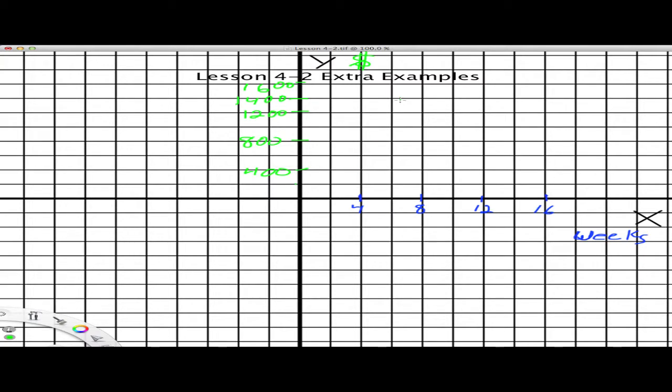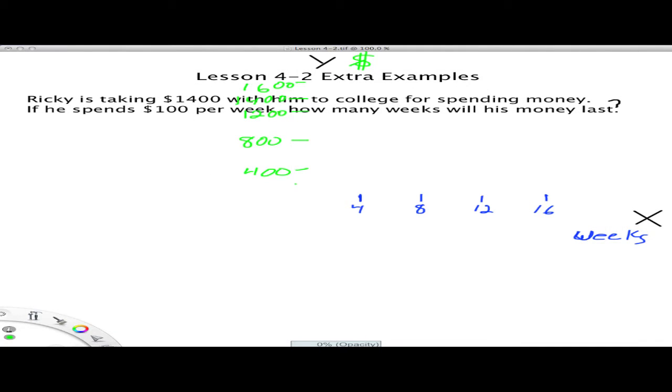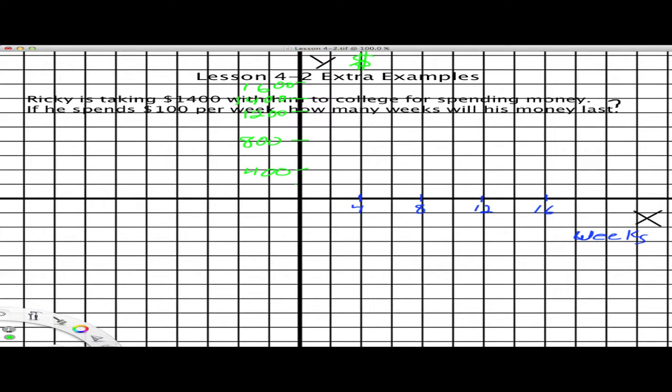And so what he had to begin with was $1,400 that he was taking with him to college. And spending $100 a week. So we're going to bring our graph back up here and make Ricky's stuff go away. Okay, and so $1,400 is how much he's got.